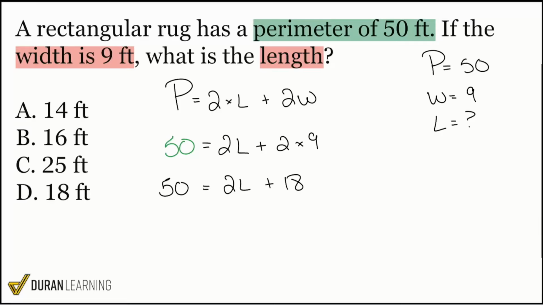And then from here, the goal is to get the length by itself. So to get that by itself, what we're going to do is get the 18 out of the way first, and then we'll divide by 2 to get rid of that 2 right there.